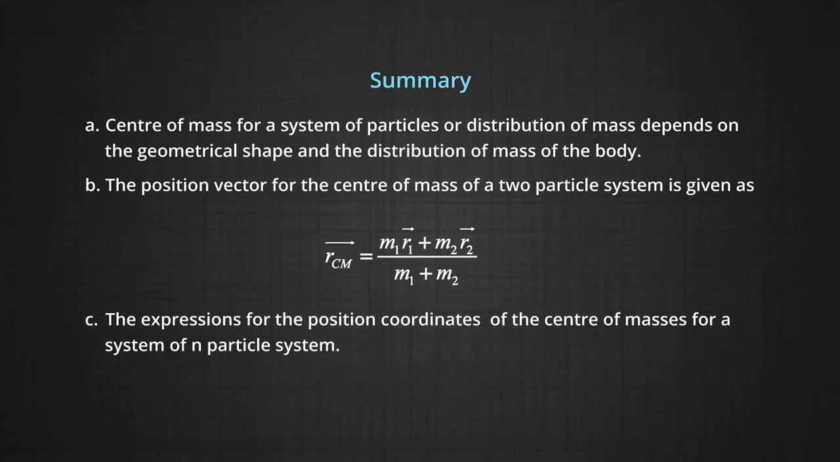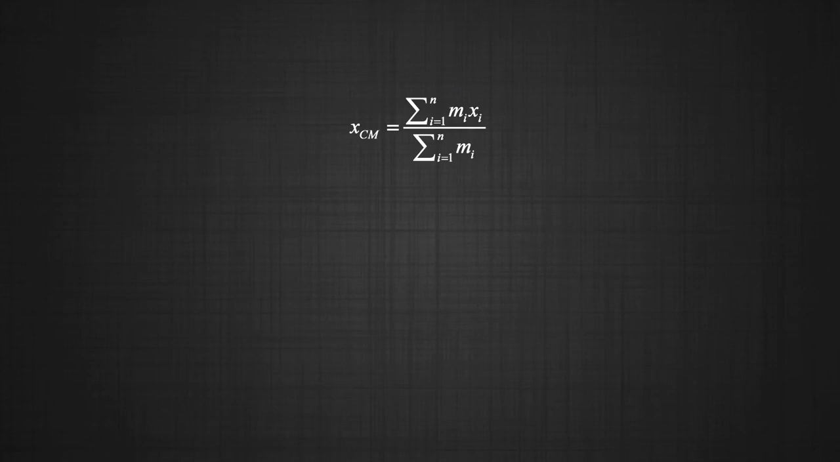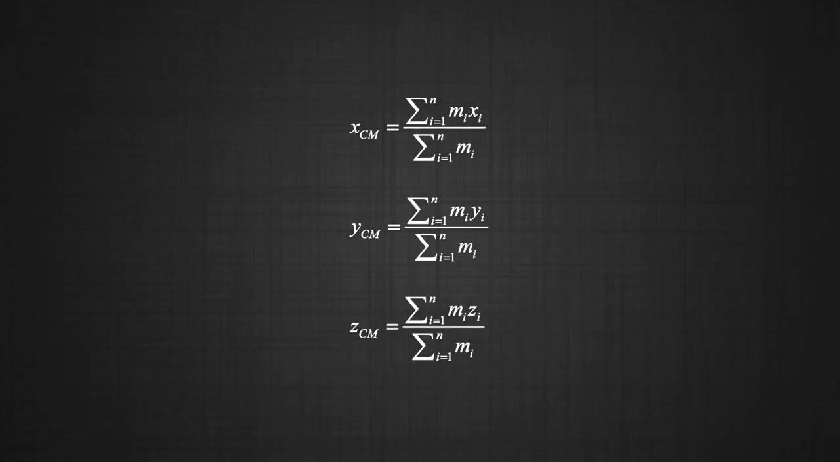The expression for position coordinates for the center of mass of the system which has n particles can be written as xcm is equal to summation i goes from 1 to n mi xi divided by summation i goes from 1 to n mi. Similarly, ycm can be written as summation i goes from 1 to n mi yi divided by summation i goes from 1 to n mi. The z coordinate for the center of mass for such a system can be written as summation i goes from 1 to n mi zi divided by summation i goes from 1 to n mi.